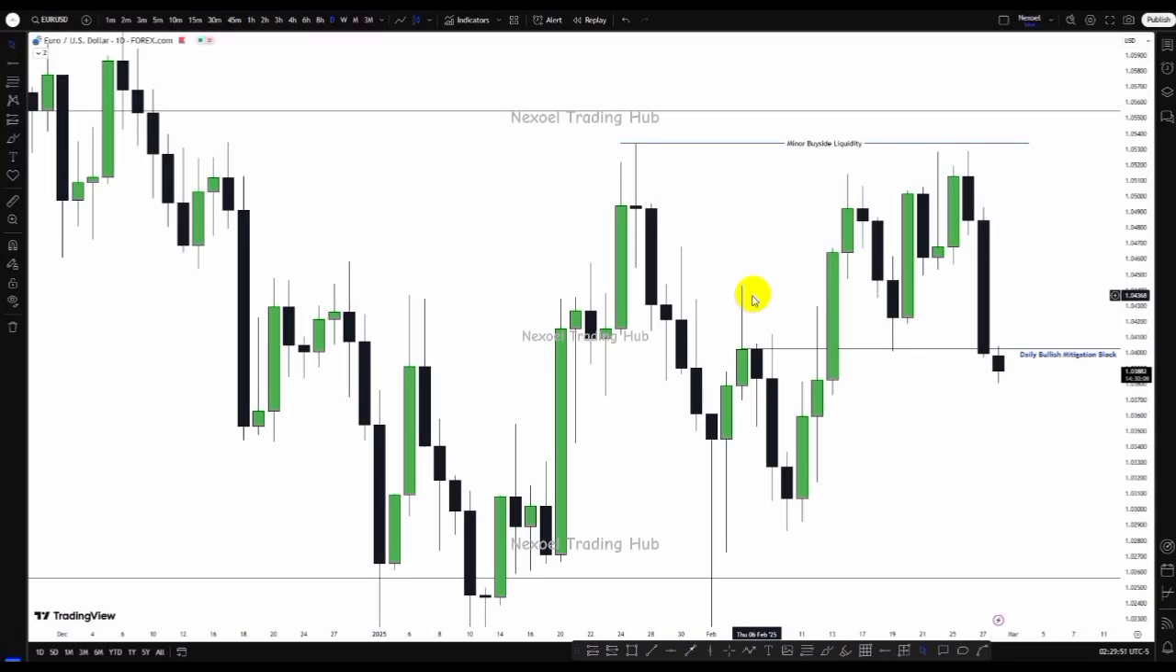So we're going to look at the EURUSD, and basically it's going to be the smart money concepts confluence establishments based on the trade execution we took this week.